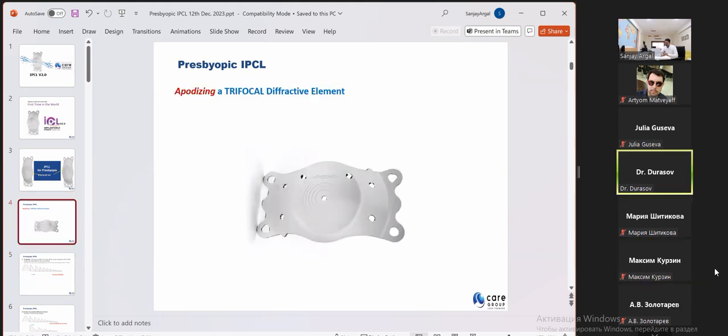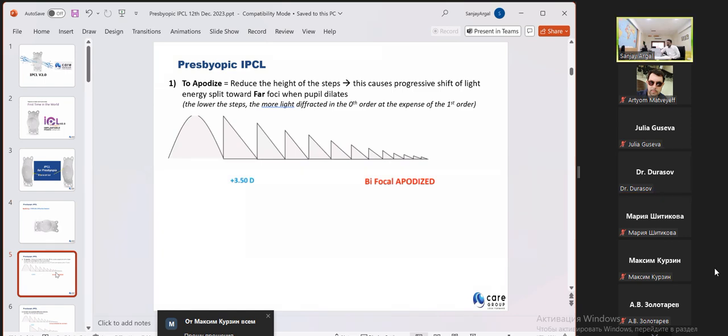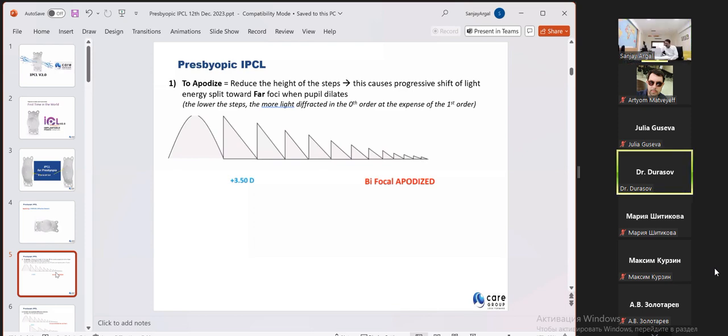Sanjay, you can continue. I'm just asking, are my slides moving or not? Now we see the slide. Yes, they are moving. Okay. So first I want to convey the basic principle of any diffractive bifocal or trifocal lens. Then we can move on to the presbyopic phakic IPCL.